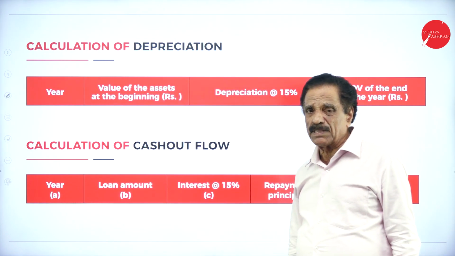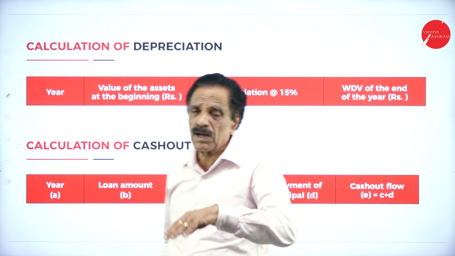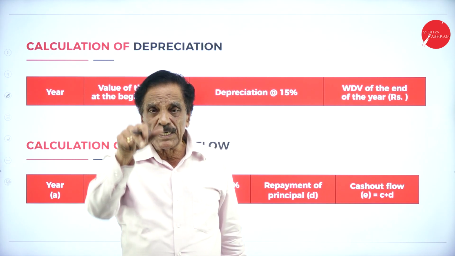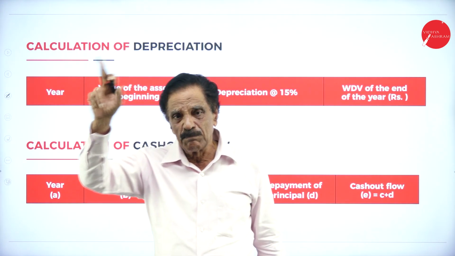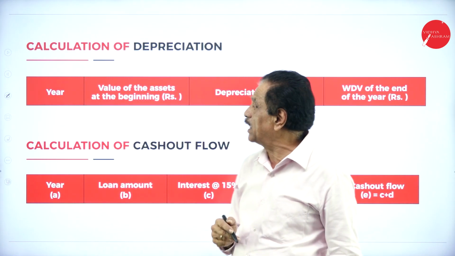Under the straight line method, depreciation remains constant. What is the formula? Cost minus scrap divided by life is the straight line method.